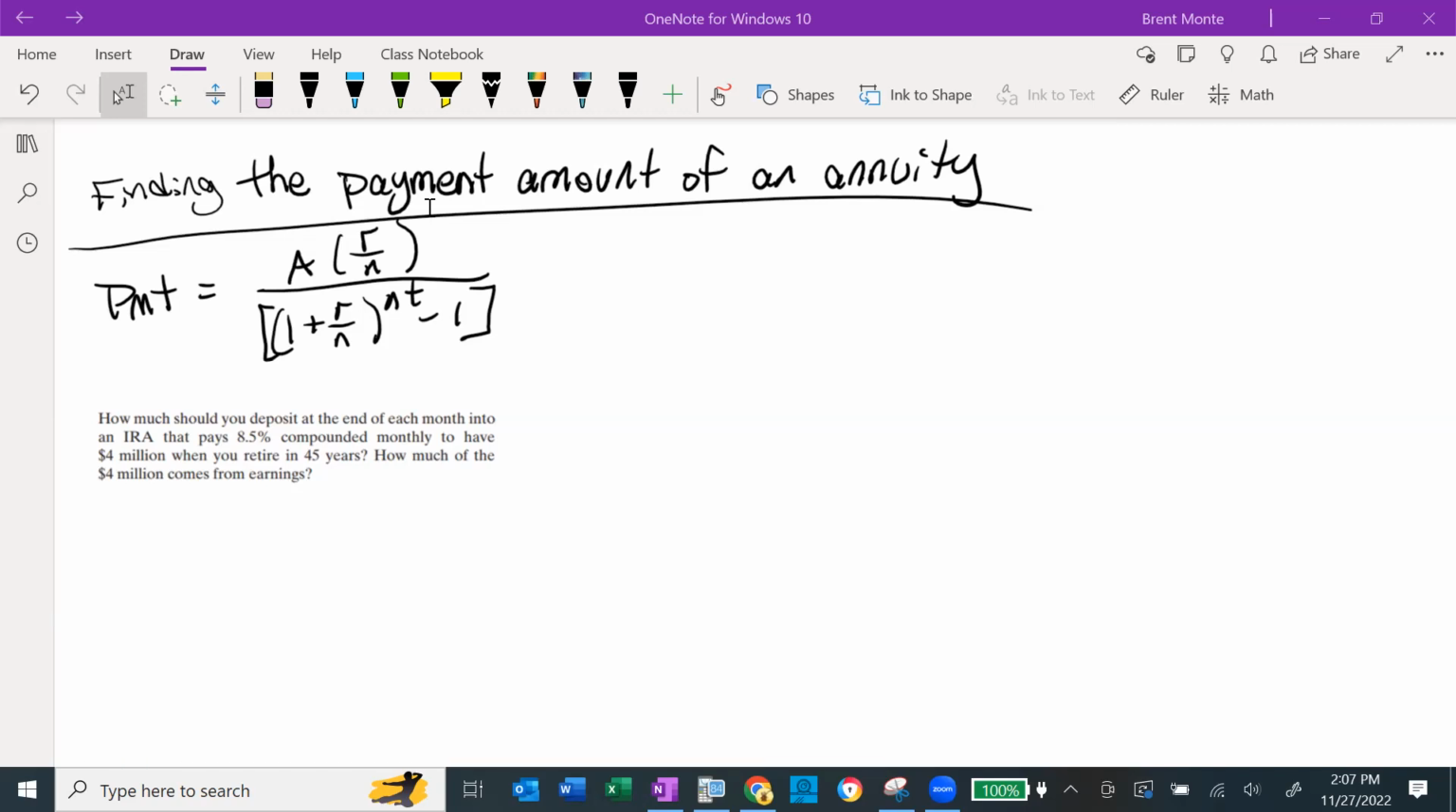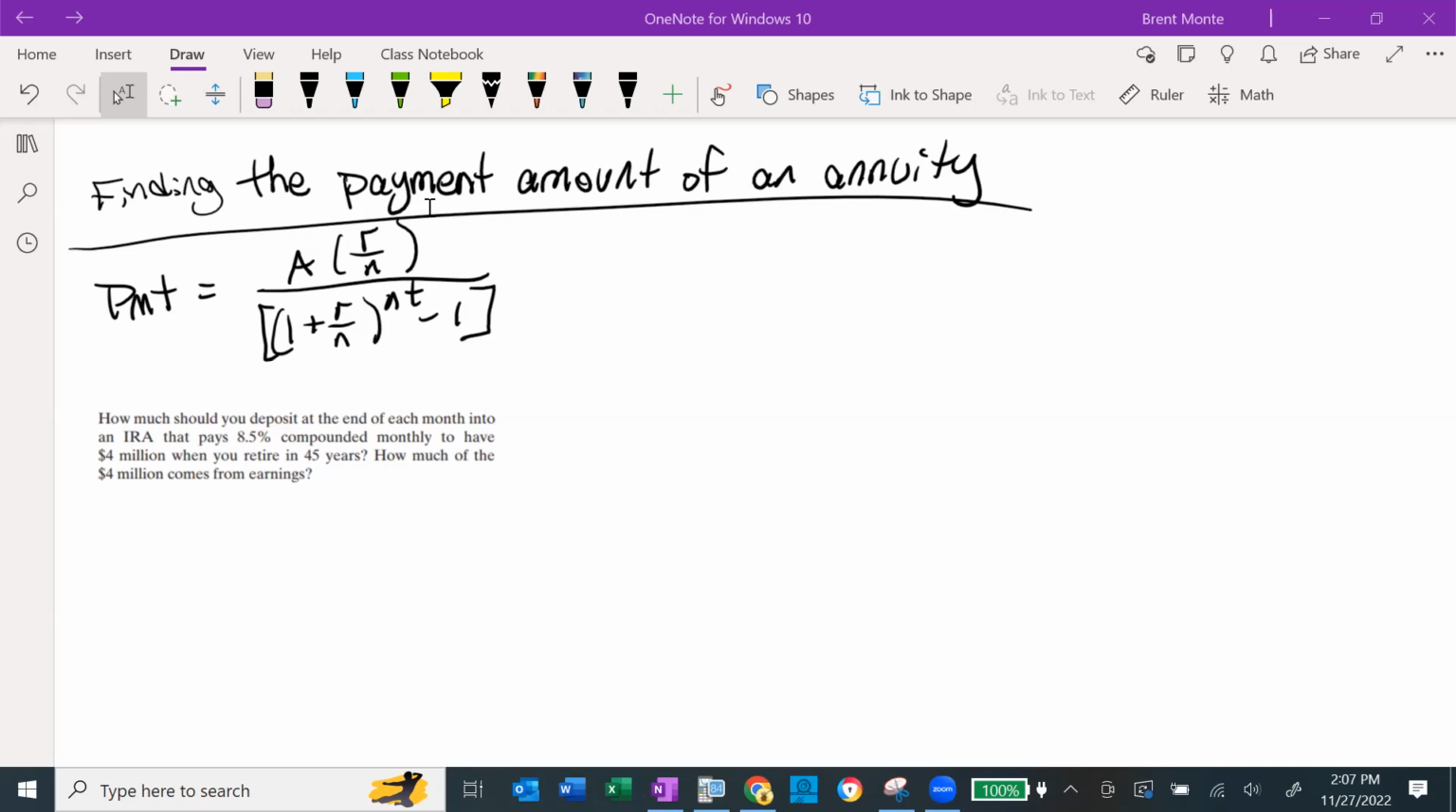Remember, an annuity is a periodic payment that we make into some sort of an account. So I've got the formula there. PMT stands for the payment amount. And then we have the rest of it. A is the amount at the end. R is the rate of interest. N is the number of periods per year that both the money is compounded and we make our deposits. And T is the time in years. Those other numbers are just ones.